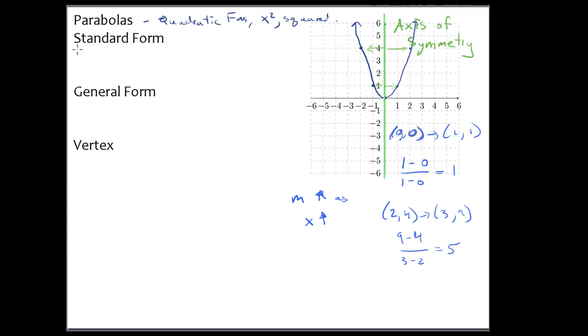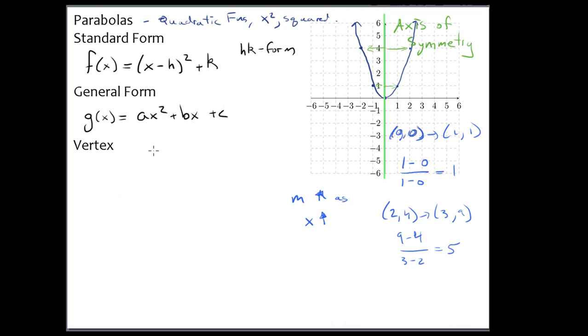What about the equations for these things? Well, your standard form of a parabola would be f of x is equal to x minus h squared, x minus h, just like the circles, plus k. This standard form is also sometimes called hk form. A general form would be g of x is equal to ax squared plus bx plus c, which is our general form for a quadratic equation.